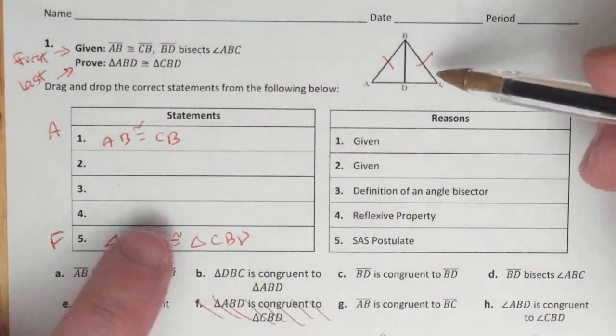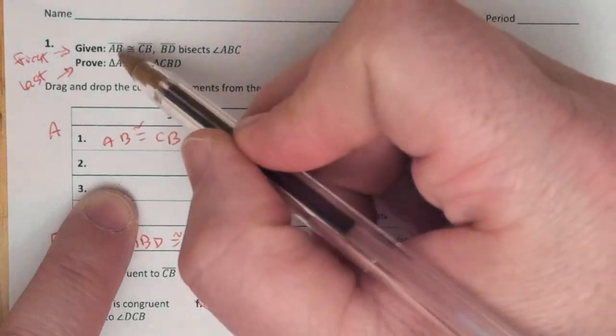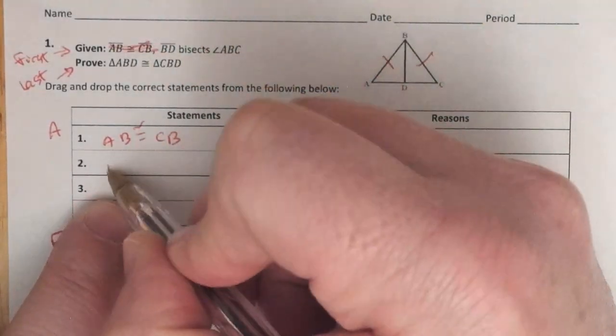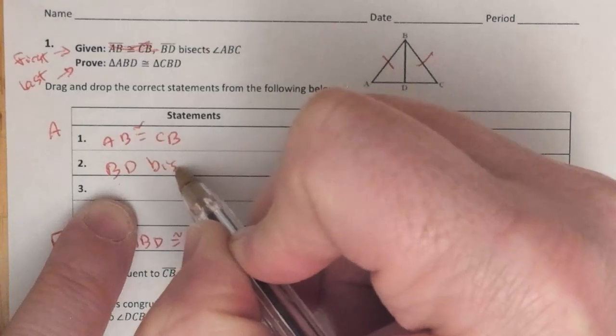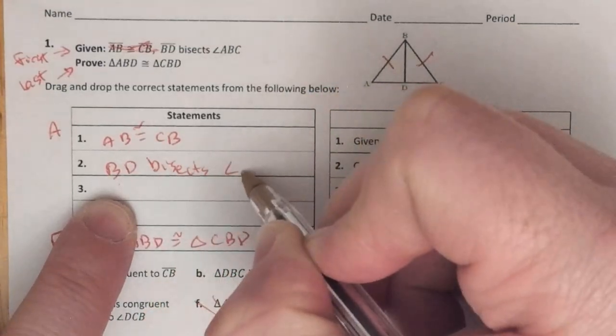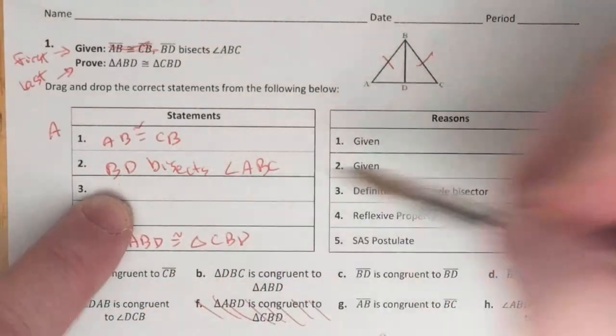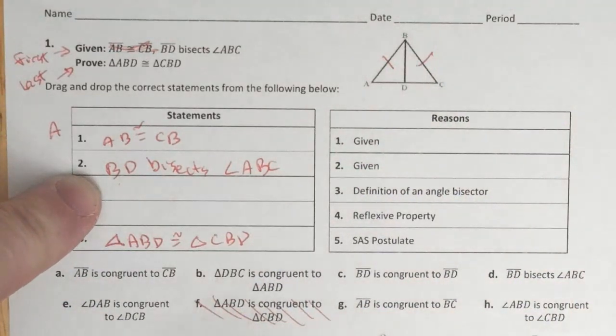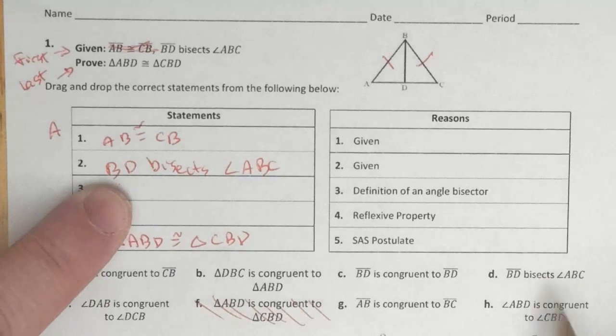Okay. And then we always mark the picture. Okay, the next given is this one. So BD bisects angle ABC. All right, so that one right there, bisects. There's the word bisects. And that one was D.